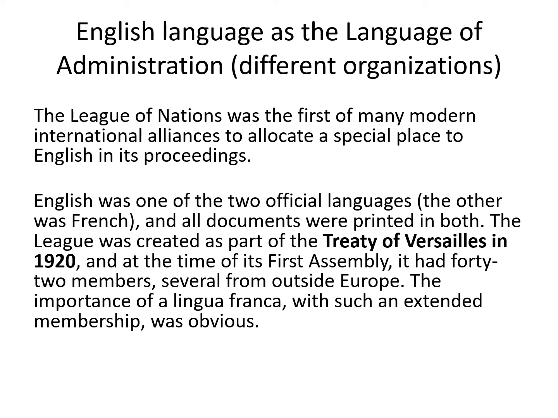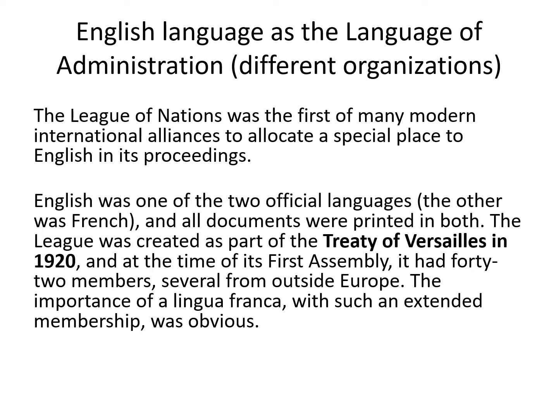The English language is the language of administration in different organizations. Let's talk about different organizations where English is being used as a lingua franca, or has become the language of their communication. The League of Nations was the first of many modern international alliances to allocate a special place to English in its proceedings. English was one of the two official languages. The other was French, and all documents were printed in both English and French.